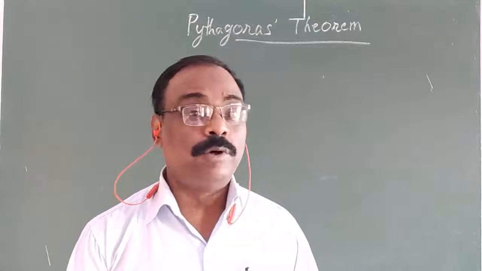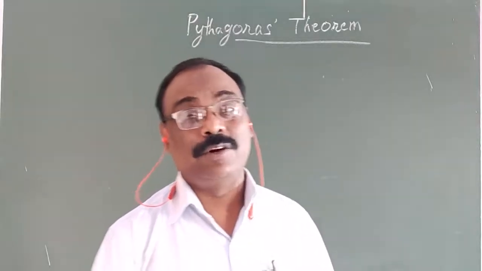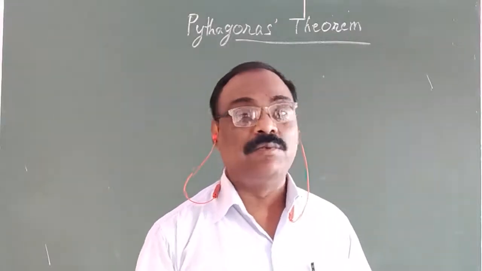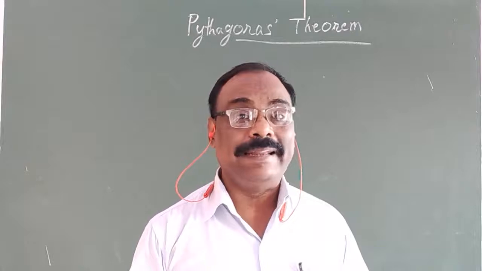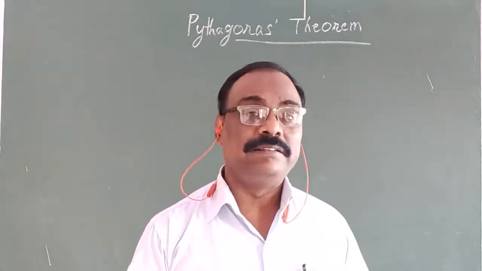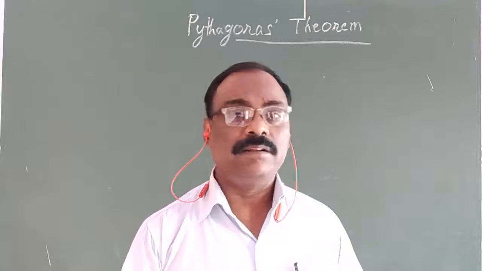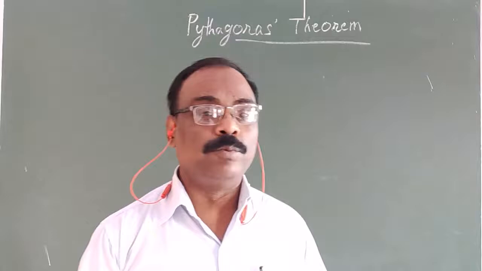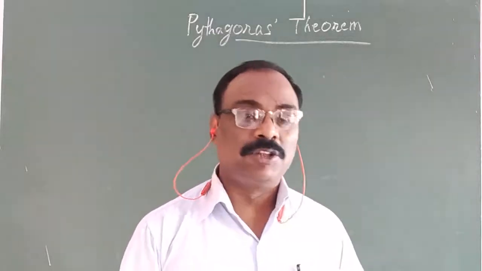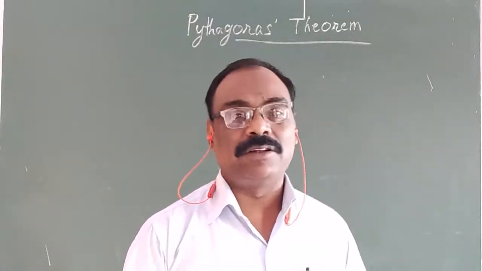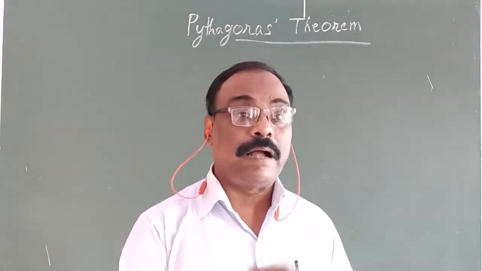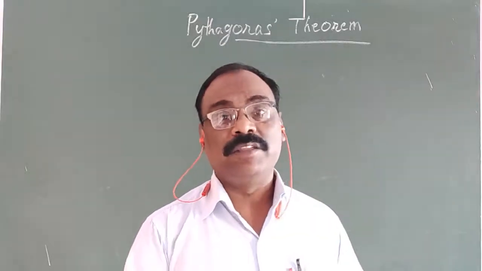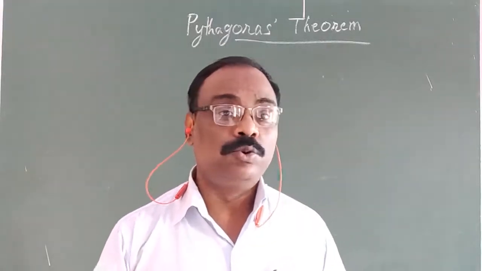Let us first know who was Pythagoras. Pythagoras was a Greek philosopher who gave a wonderful relation between the lengths of the sides of a right angle triangle, and because of his name that theorem came to be known as Pythagoras theorem. In the Pythagoras theorem, he stated that the hypotenuse square is equal to the sum of the squares of the other two sides.